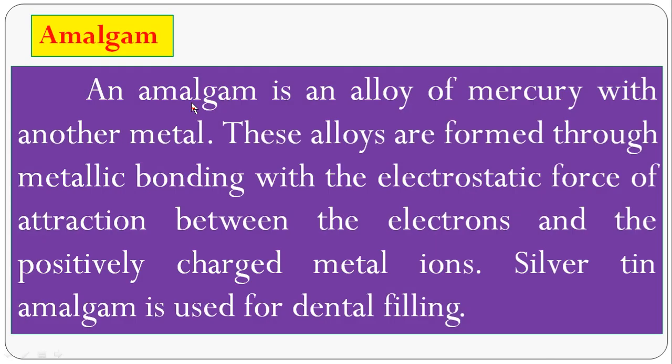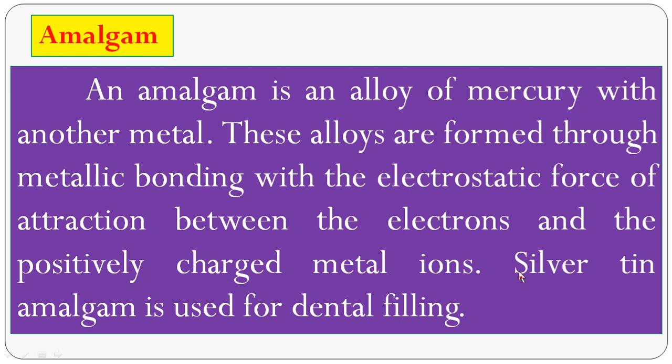Amalgam. What is an amalgam? Amalgam is an alloy of mercury with another metal, that is any other metal. Mercury has the symbol Hg, and it combines with any other metals. These alloys are formed through metallic bonding, with the electrostatic force of attraction between the electrons (minus) and the positively charged metal ions. So plus and minus, it has a force, that is the electrostatic force.